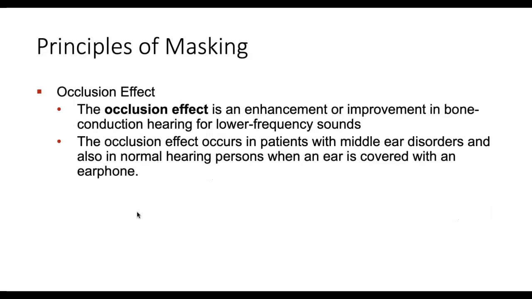The occlusion effect, and I'll show you a visual of that in a little bit. The occlusion effect is an enhancement or improvement in bone conduction scores for lower frequency sounds. It essentially happens when you occlude the test ear, so we don't ever occlude the test ear, and you'll see an example of that, because when you do that, you get this artificial enhancement or better hearing in the 250 and 500 hertz low frequency range.